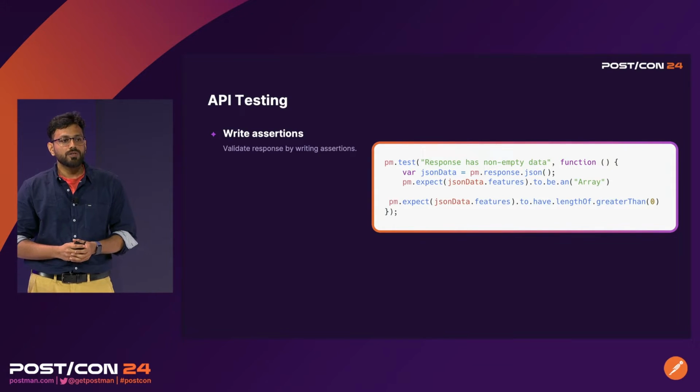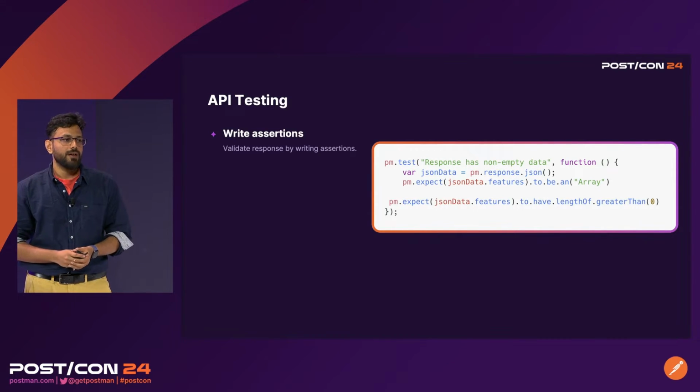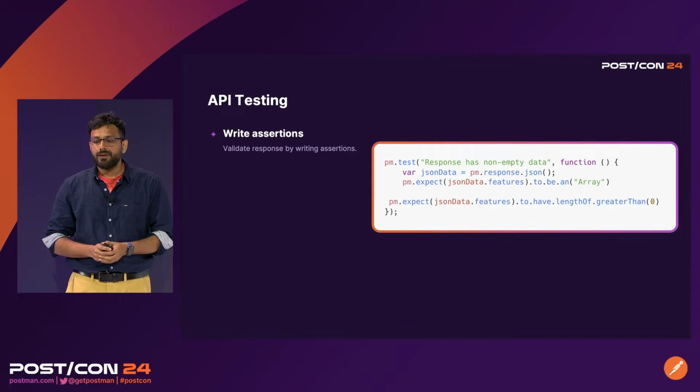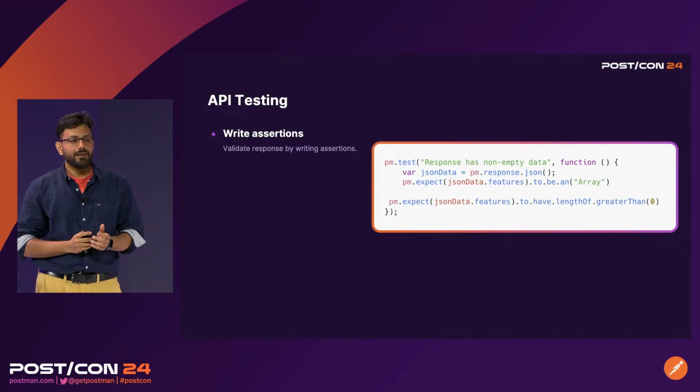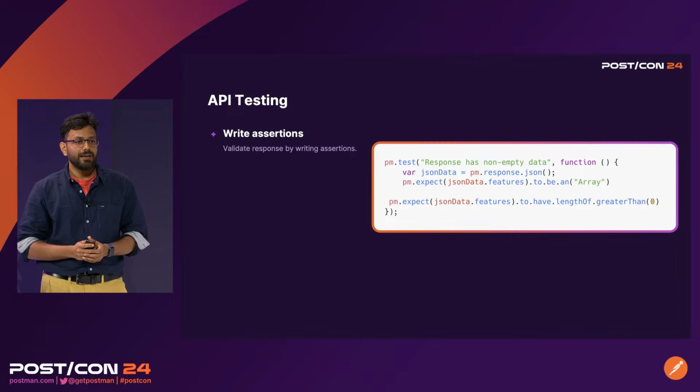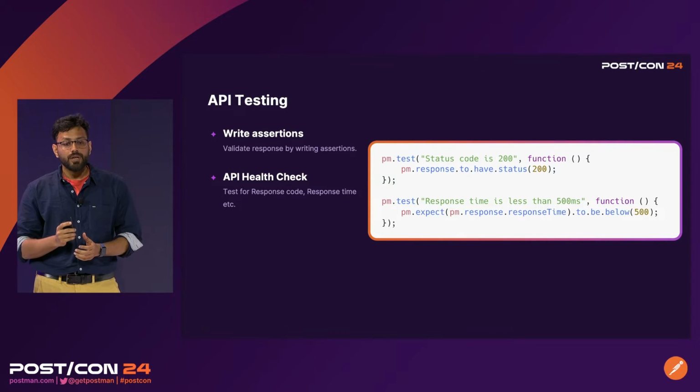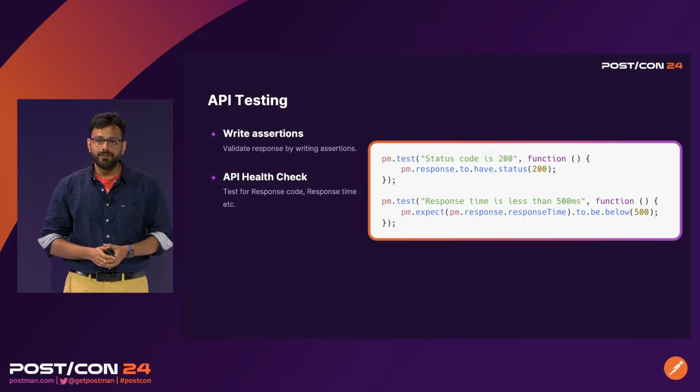Post-response scripts also help you improve the reliability of your APIs by writing tests and assertions. You can validate your response by writing proper assertions. In this case, I'm validating if the response has an array, and I'm ensuring the array is non-zero. You can also do handy health checks on your API.